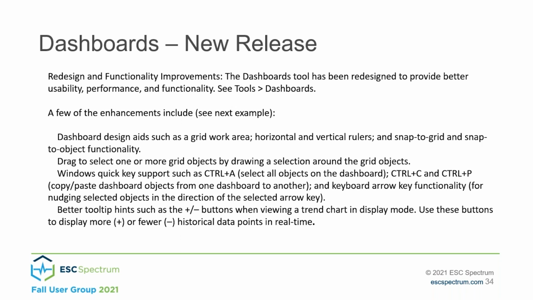I know that was annoying in the past. You can drag grid objects by quick holding and drawing a square over those objects and selecting all of them moving around at the same time. And there are way better tooltip hints, such as the plus and minus buttons when you're viewing the trend chart in display mode. These buttons show you more data for historical data points in real time.